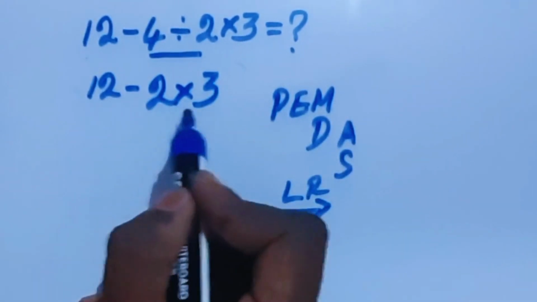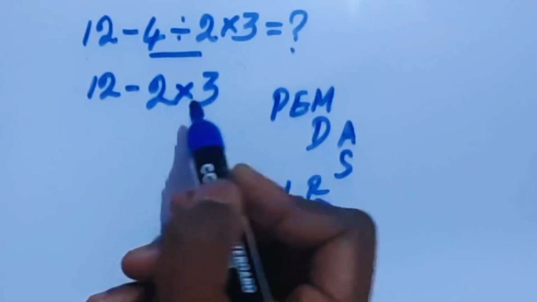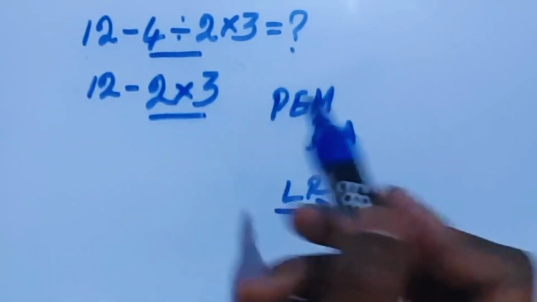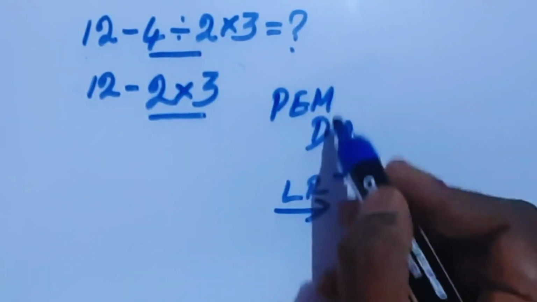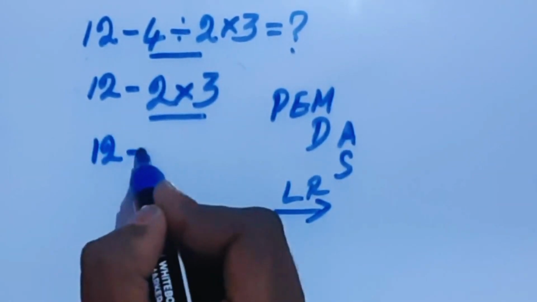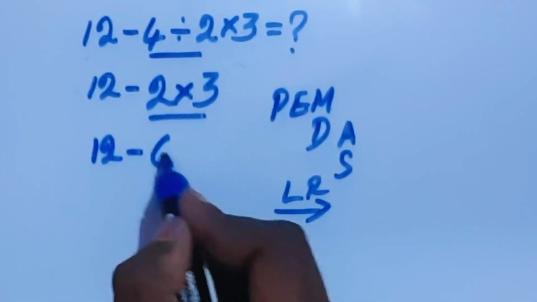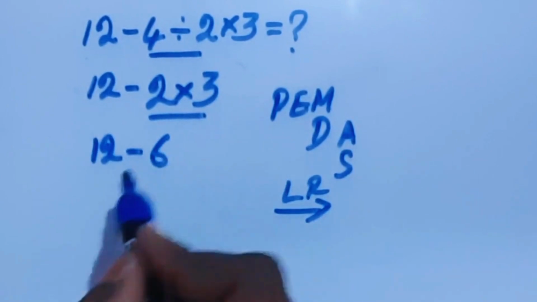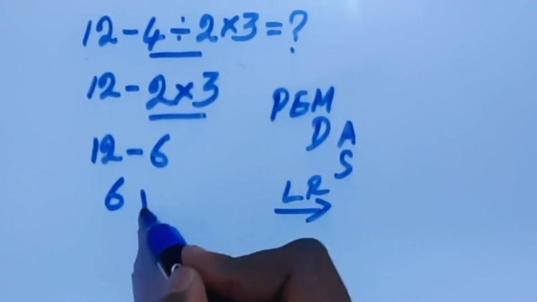Now we have subtraction and multiplication. From this we have to do this multiplication first because it has higher priority than this subtraction. So 12 minus this 6. Now 12 minus 6 is 6. This is the correct answer.